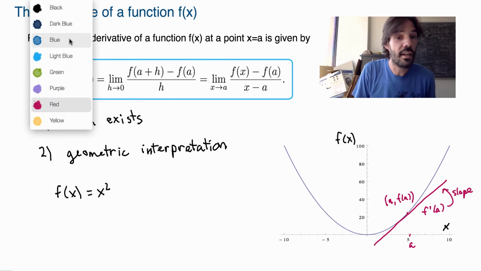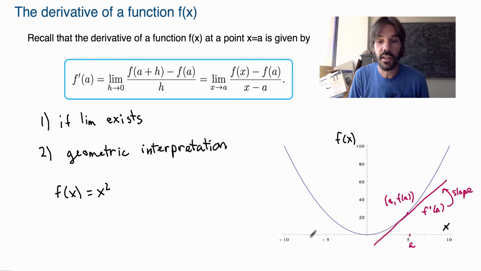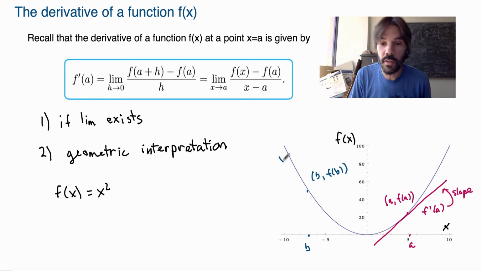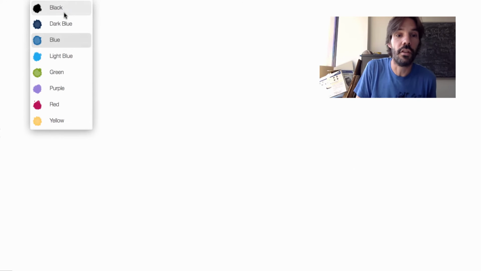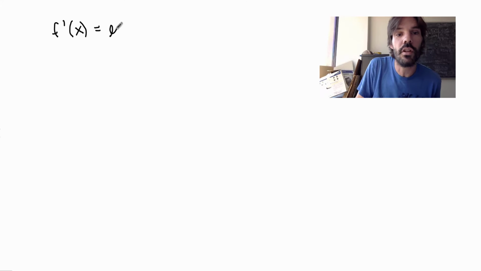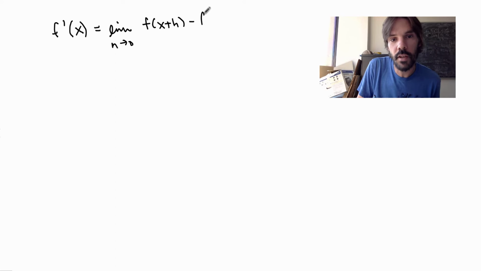But now one could ask, is there anything special about a? Well, of course, a is not special. I could choose a different point, say b here, with its corresponding b and f of b, and the derivative would give me the slope of the tangent line at this point, right? And I could do that for any point on my curve here. So in fact, using this, I can generalize the definition of the derivative a tiny bit. I'm going to write a new definition of the derivative as f prime of x being equal to the limit as h goes to 0 of f of x plus h minus f of x divided by h.